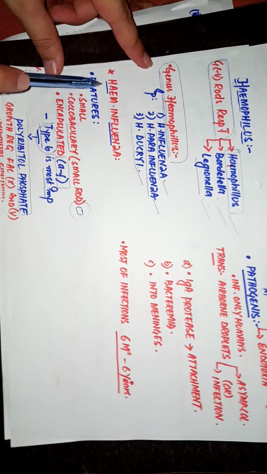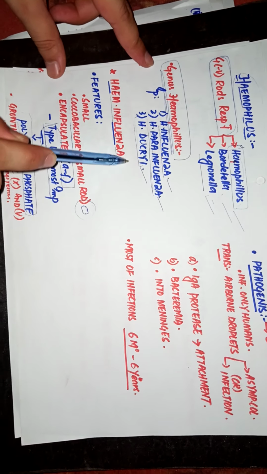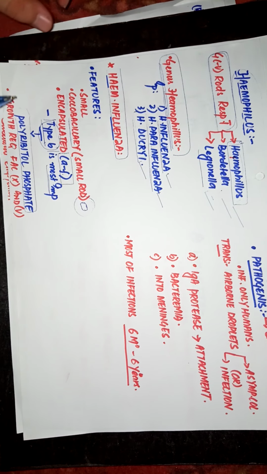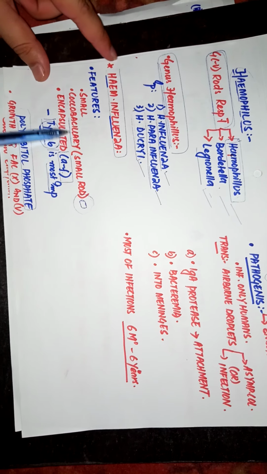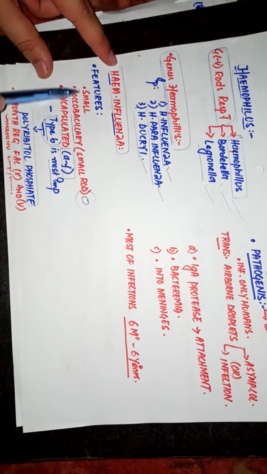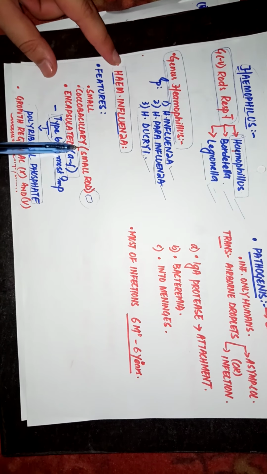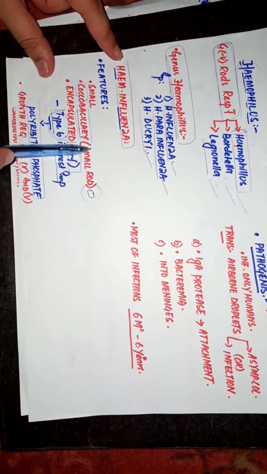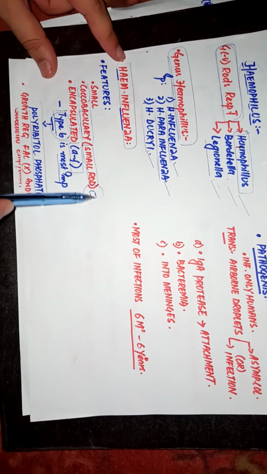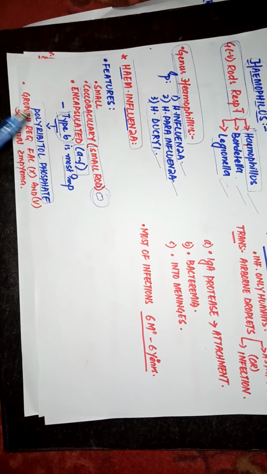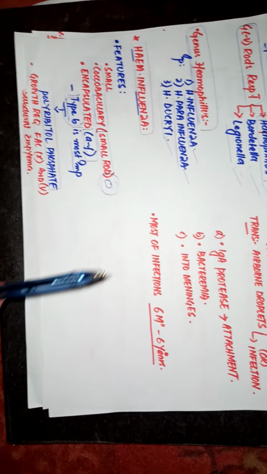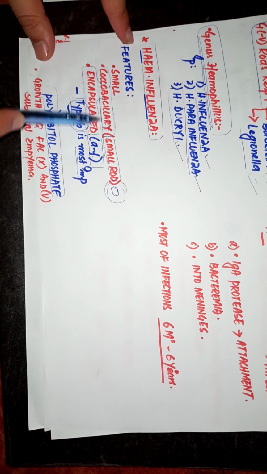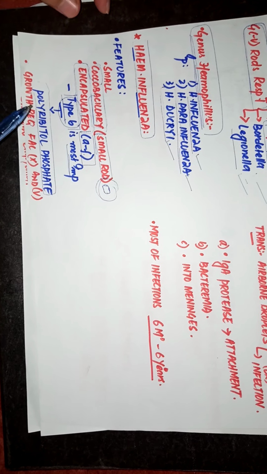We will be specifically talking about Haemophilus influenzae in this lecture. Coming towards the features, they are small coccobacilli organisms. Coccobacilli means their shape lies somewhat between the cocci and the bacilli. It means that they are small rod shaped. Neither are they fully circular, nor fully rod. They are encapsulated organisms, which means that they have polysaccharide capsules.